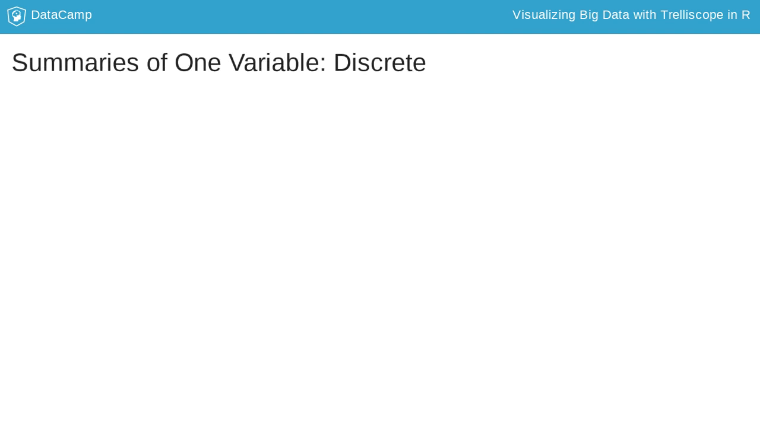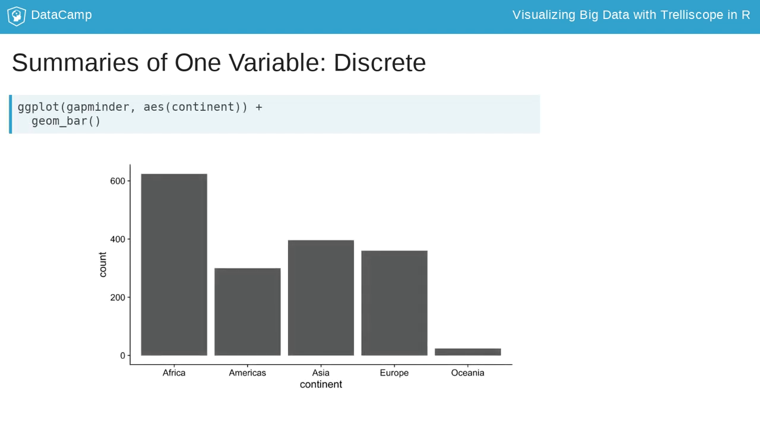To visualize a single discrete variable, we can create a bar chart, which counts the number of records for each unique value of the variable. A bar chart can be created using ggplot2's geom_bar function. Here we count how many observations we have from each continent in the data.